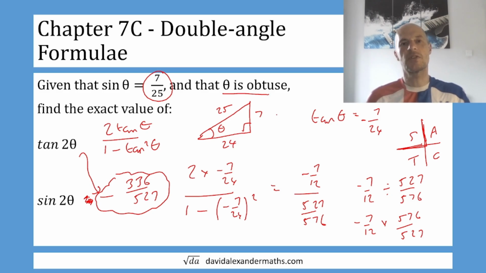So with these ones, draw out your little triangle, work out the missing side, and don't forget to factor in, just think about, is it positive or negative? Here tan was negative because we've been told theta is obtuse, so it has to be in this quadrant.